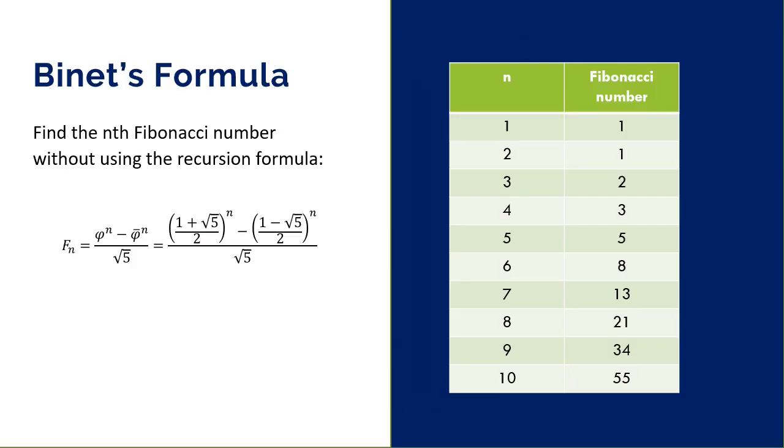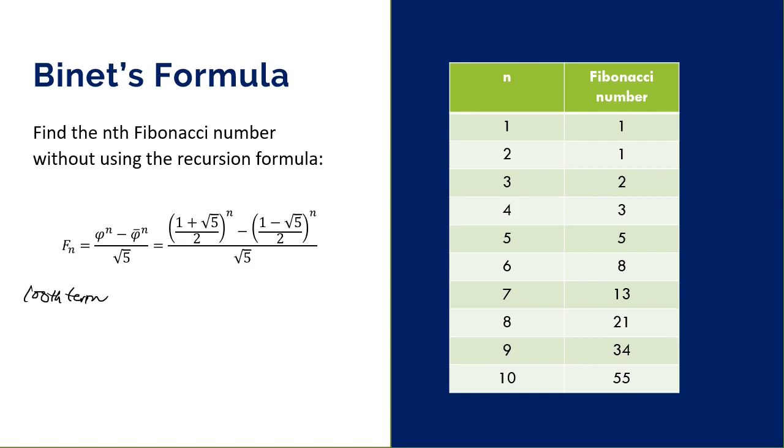What we have here next is Binet's formula. Binet's formula enables us to find the nth Fibonacci number without using the recursion formula. Suppose we want to get the 100th term. If we use the recursion formula, that means we have to compute all the 99 terms, right?